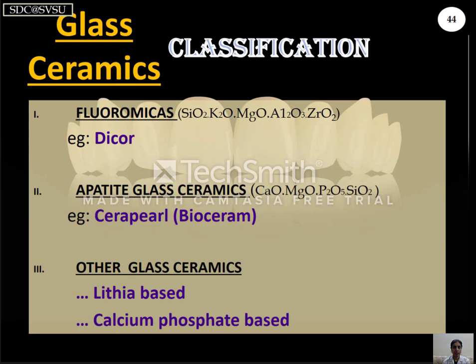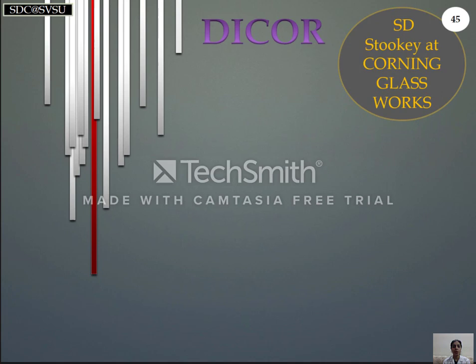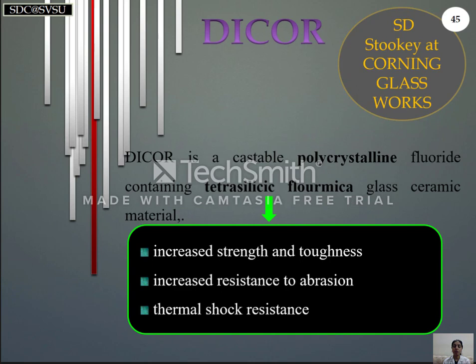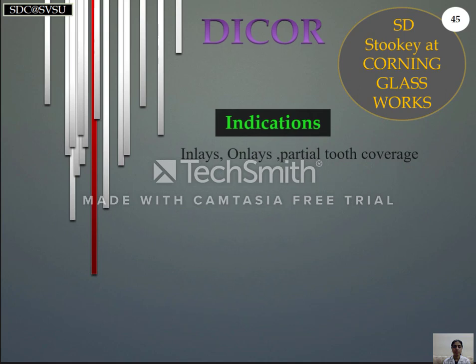Dicor, it was introduced by S. T. Stuckey at Corning's Glasswork. This was later collaborated with Dentsply International and hence the name Dicor. It is basically a polycrystalline fluoride which contains tetrasilicic fluor mica glass ceramic crystals. These crystals increase the strength and toughness, they increase the resistance to abrasion and also increase the thermal shock resistance. They are indicated in inlays, onlays and partial tooth coverage crowns.